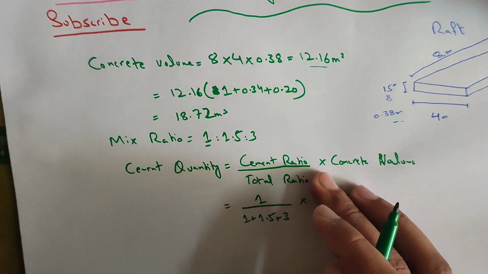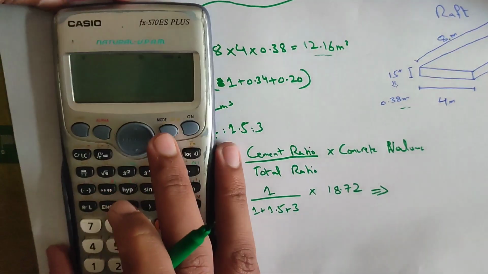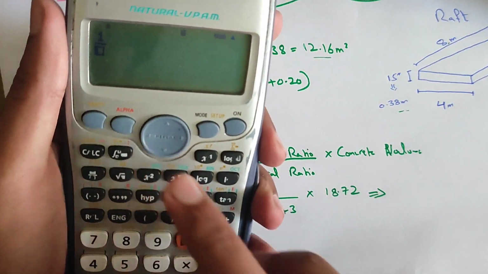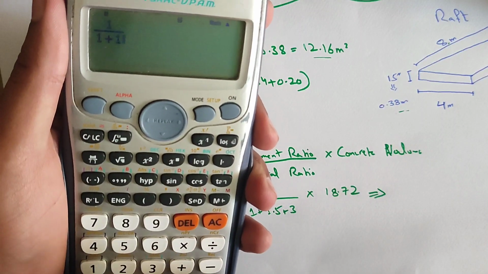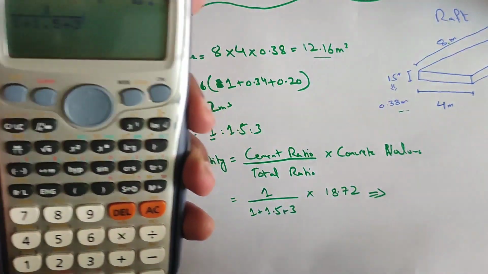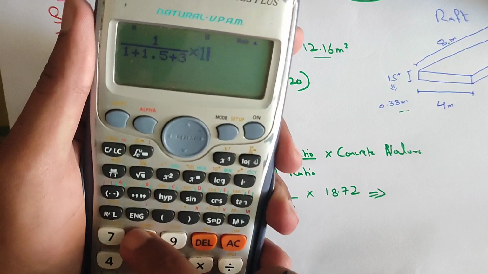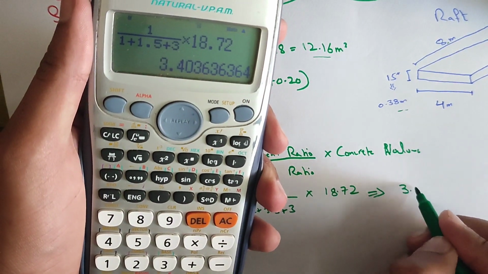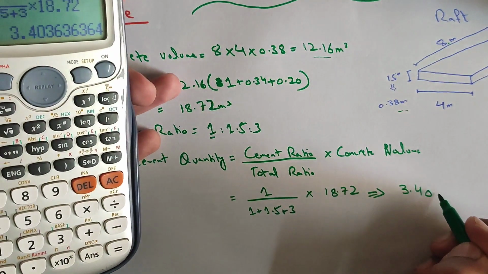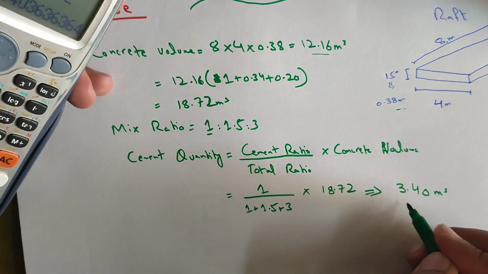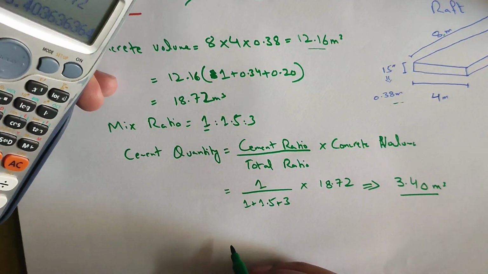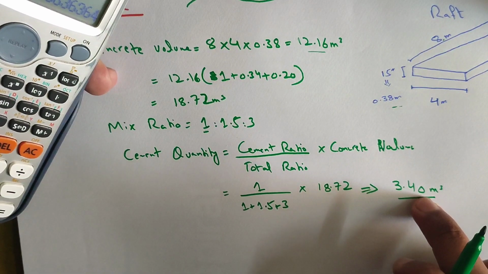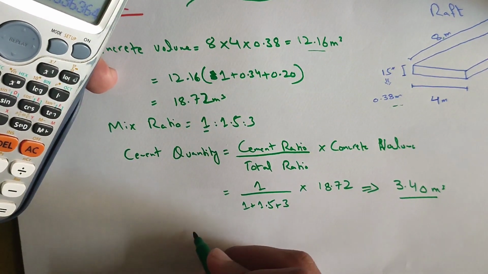We will calculate this. This will be 1 divided by 1 plus 1.5 plus 3 and multiply by 18.72. So we got 3.40 meter cube. This will be the cement quantity. So it is in meter cube. Out of 18.72 we will need 3.40 meter cube of cement.